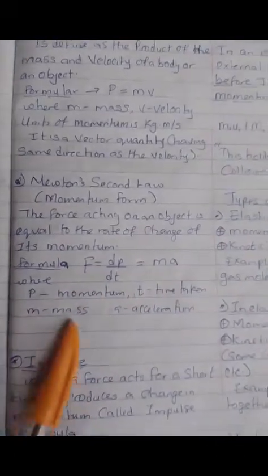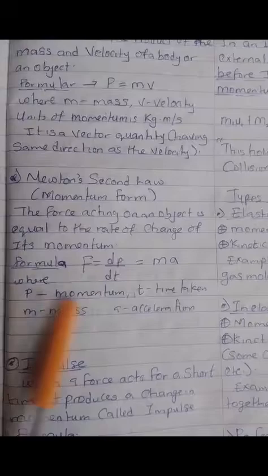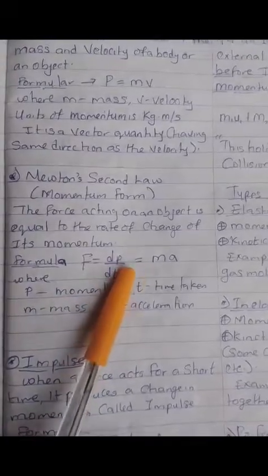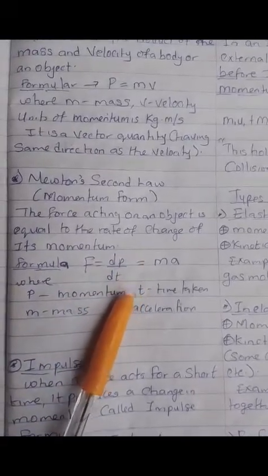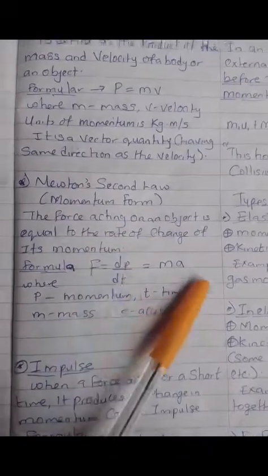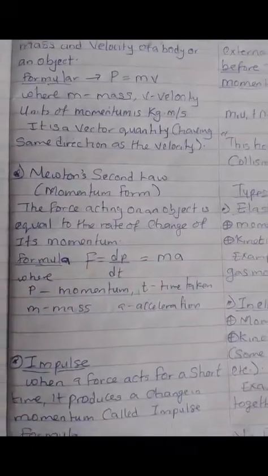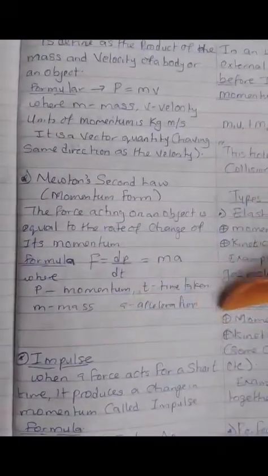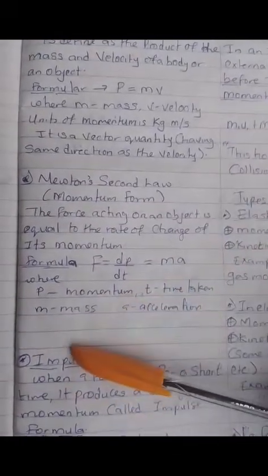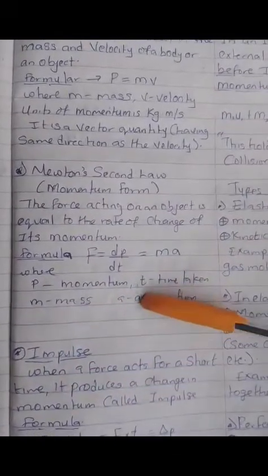So the formula is force equals P over t, where P is the momentum and t is the time taken, which denotes the rate. And that is equal to mass times acceleration, where m is the mass and a is acceleration.